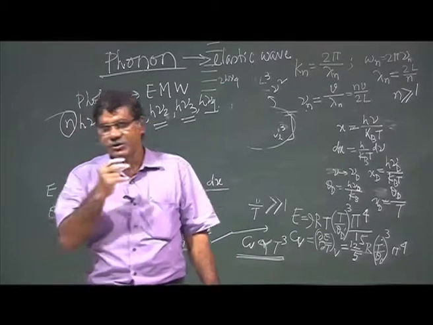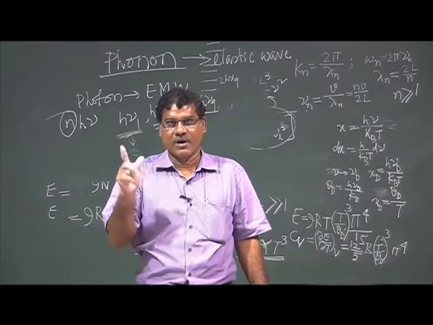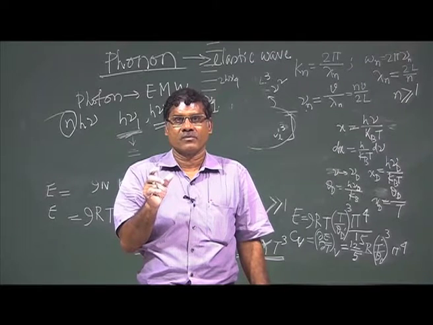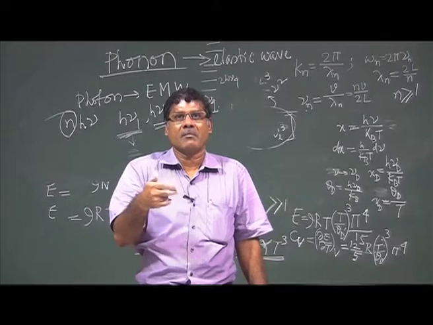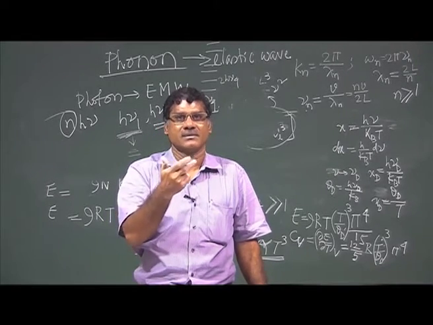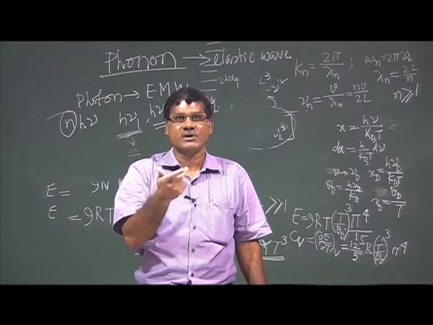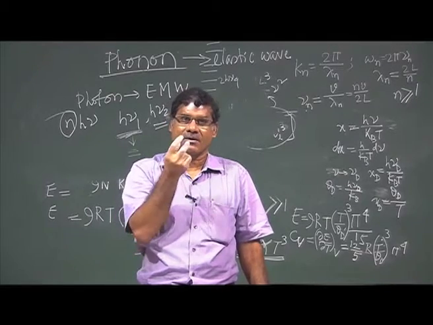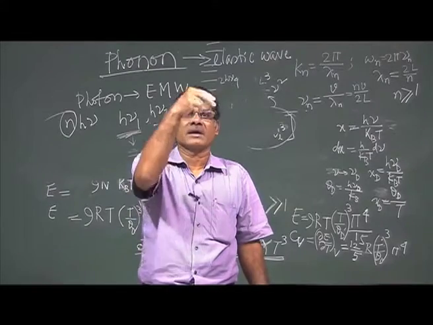Okay. But each wave or mode of vibration can consist of a few phonons when it is in an excited state. When it is in the second energy level, it is 2 h nu 1 or 2 h nu 2, etc. Okay. So, it consists of 2 phonons, 3 phonons, 4 phonons, n number of phonons.